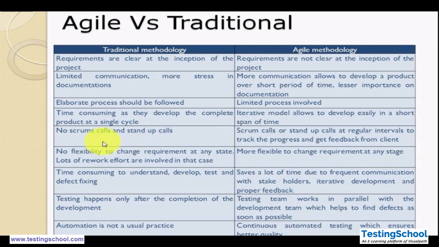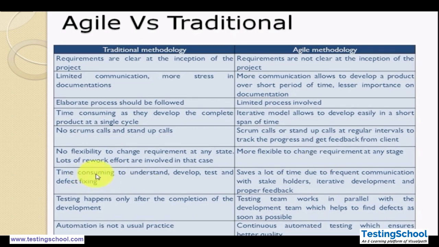In the traditional model, we don't have any scrum call or standup call, but in agile, we have a scrum call where we discuss what we did yesterday, what we are doing today, and whether we have any challenges. In traditional, there is no flexibility to change the requirement because the requirements are gathered at the start of the project, so you cannot change the requirement very frequently. But in agile, we are more flexible to change the requirement at any stage. We can change the requirement in between the sprint, before the sprint, at any time.